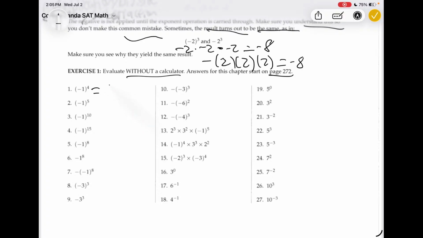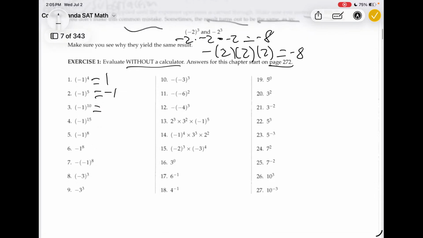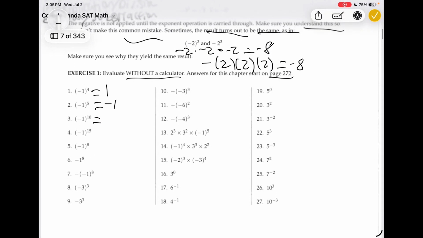So this is going to be 1. This is going to be negative 1. This is going to be negative 1. Because if it's odd, then the negative stays. If it's even, the negative leaves. I'm pretty sure. Negative 1, so that becomes a positive. Actually, wait a minute. So this takes precedence. So the negative disappears. So then it's like negative 1.